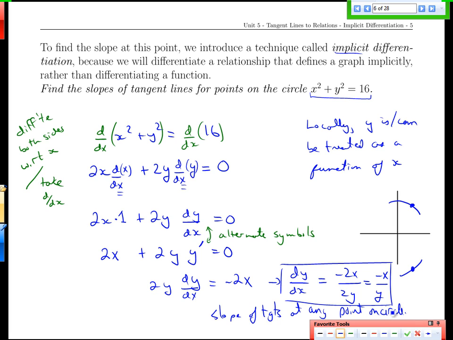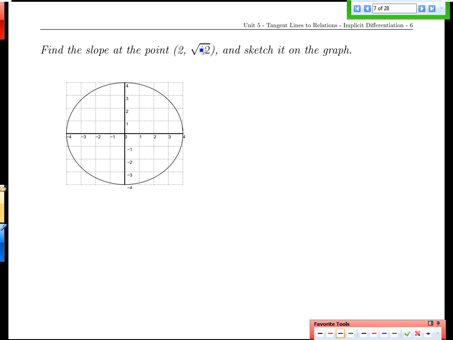Okay, let's put that into action. Let's find the slope at the point 2, root 12. So right here, we just found that dy dx was equal to negative x over y. There's our x, there's our y, and so we get negative 2 over root 12, and with a bit of calculator work, 2 divided by root 12, we get approximately minus 0.577. There we go.